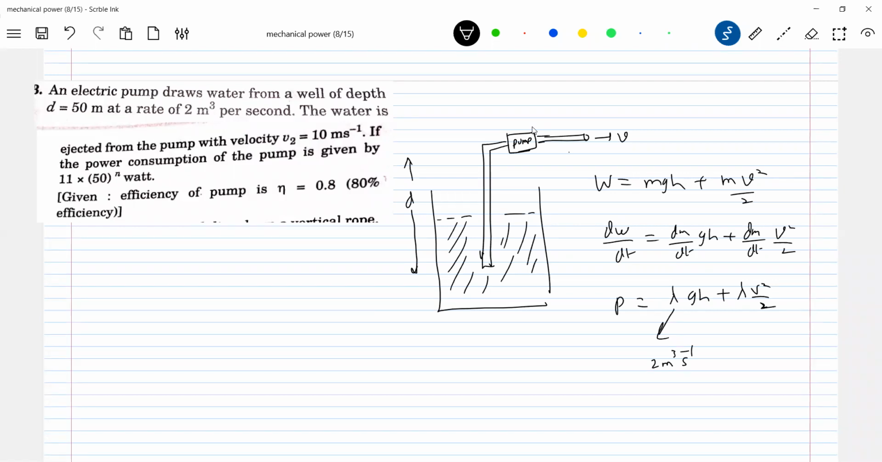But he's asking now something, if the power consumption of the pump is given by... Why was that efficiency also brought? So what is the efficiency? This is the power that is needed, no? And for that, we'll define that this is power supplied. This much of power is supplied to this, and this much of power it generates.